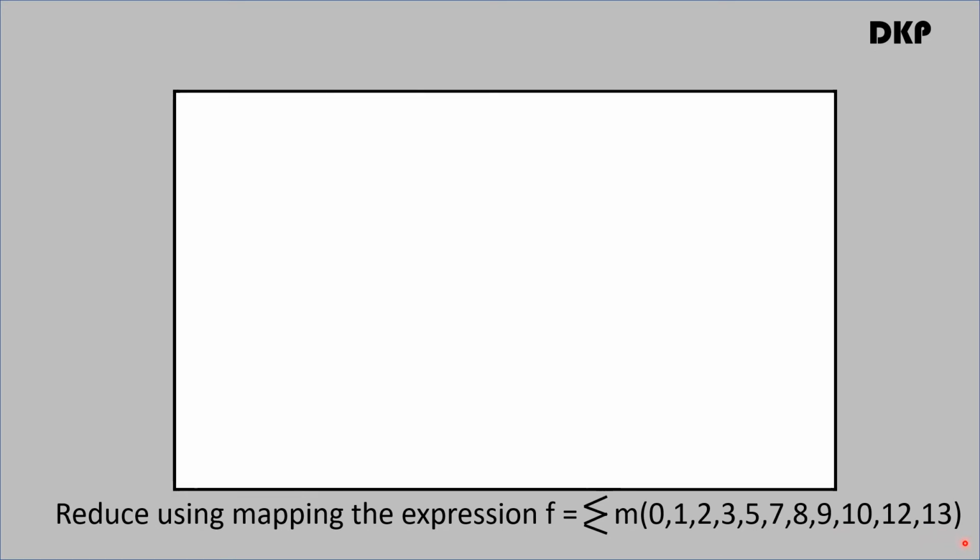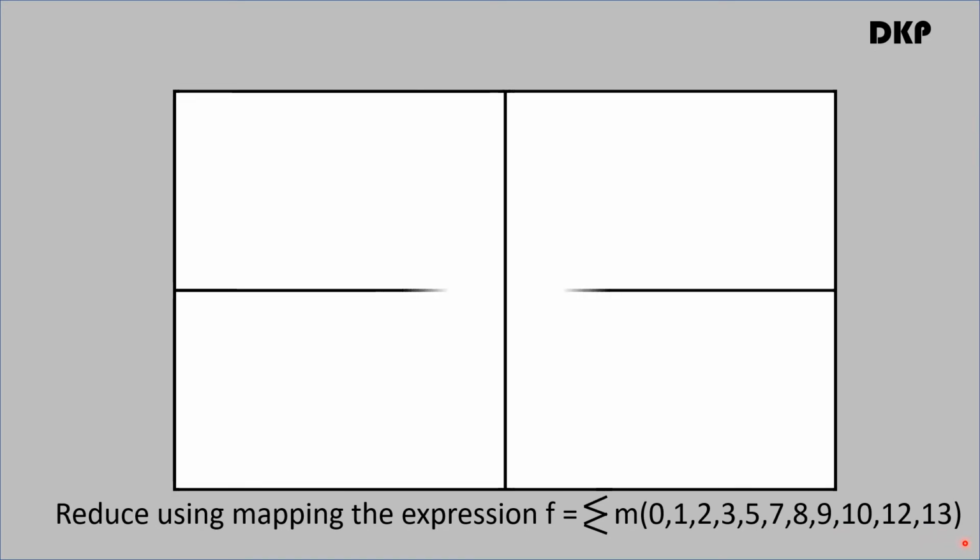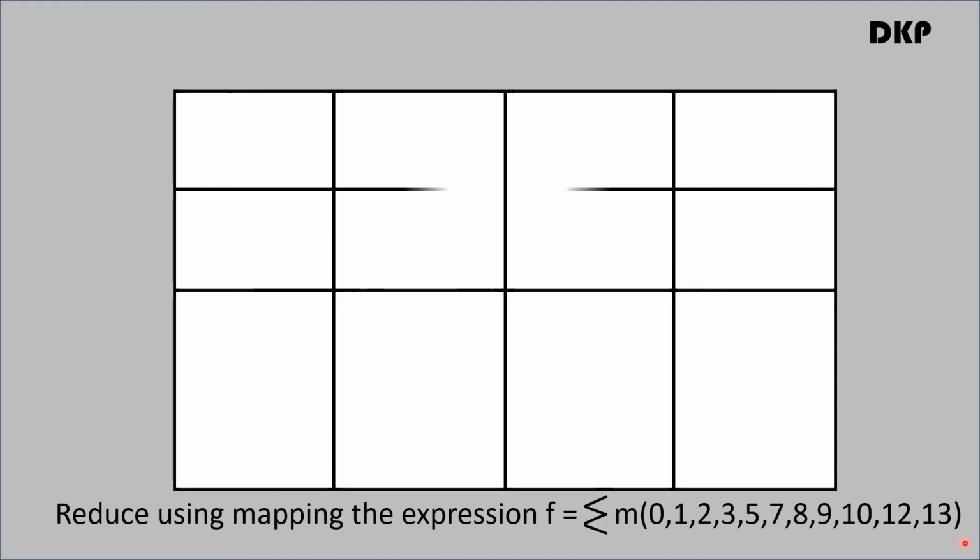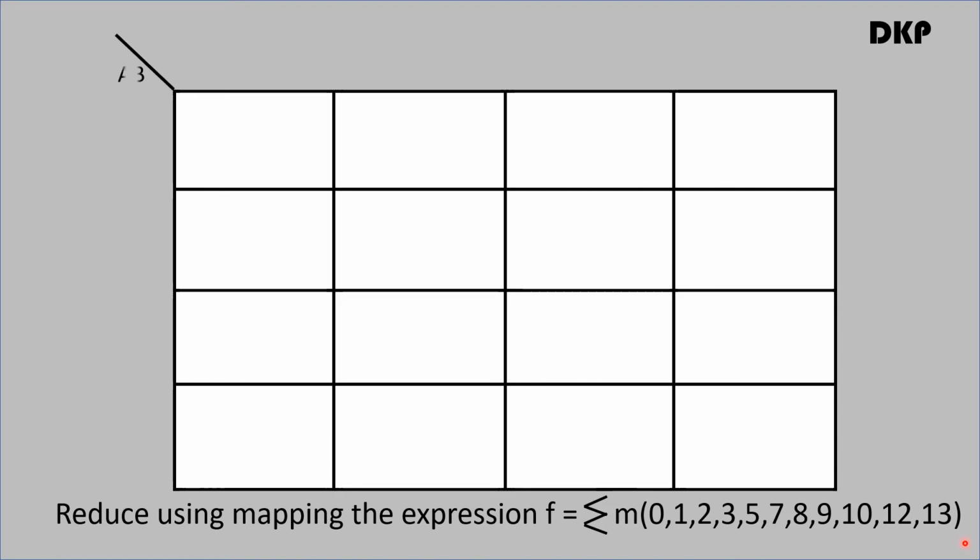Let us consider another example here. Reduce using mapping the expression f is equal to summation m 0, 1, 2, 3, 5, 7, 8, 9, 10, 12, 13. So here also you have to follow the same steps. The first step is to draw the KMap, a 4 variable KMap. A, B, C, D are the variables here.